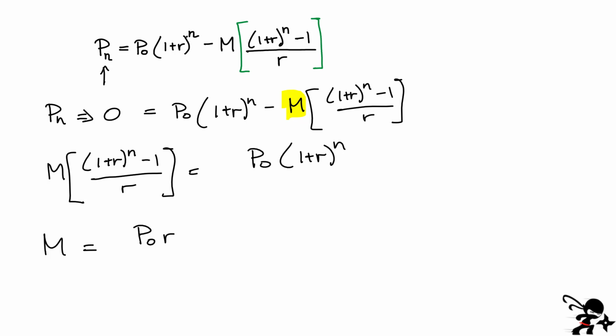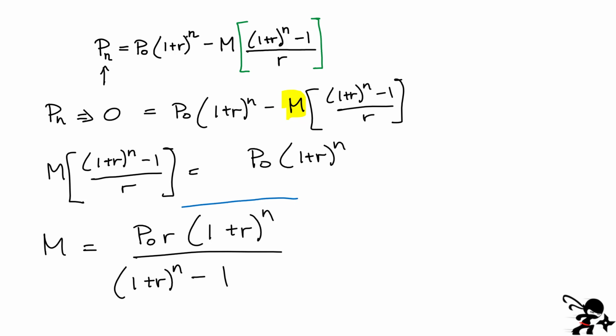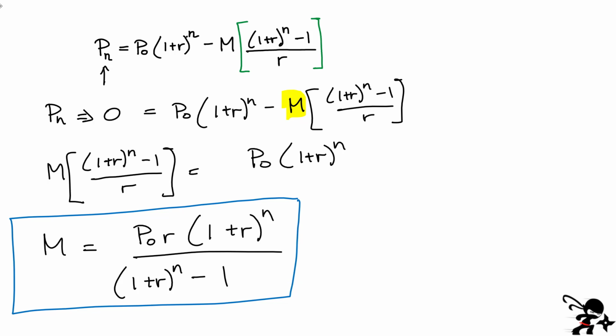It's multiplied by little r, then multiplied by this entire term, 1 plus r to the nth power, divided by, all right, and now this whole term, 1 plus r to the nth power minus 1. All right, so this is actually our final expression for our value.